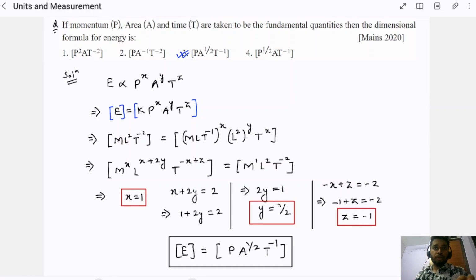Fine. So now we can move on to the next application, the third application of dimensional analysis.